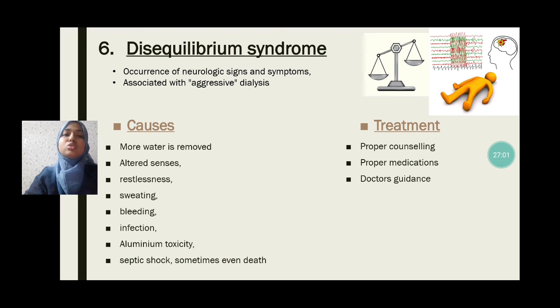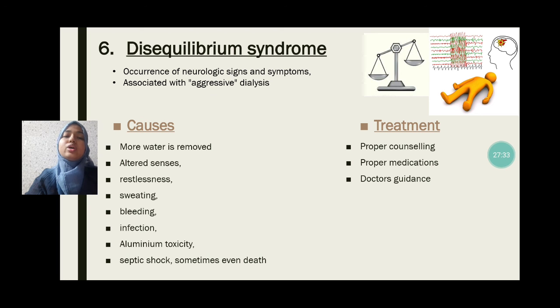So what are the causes? More water is removed. So the water should also not be removed at a higher rate. A nil amount, that is none, of water should be removed from the patient, so that the patient may settle. Altered senses, the senses will feel a bit altered. Restlessness, the patient will feel restless. Sweating, bleeding, infection, aluminum toxicity, septic shocks, and sometimes even death of the patient.